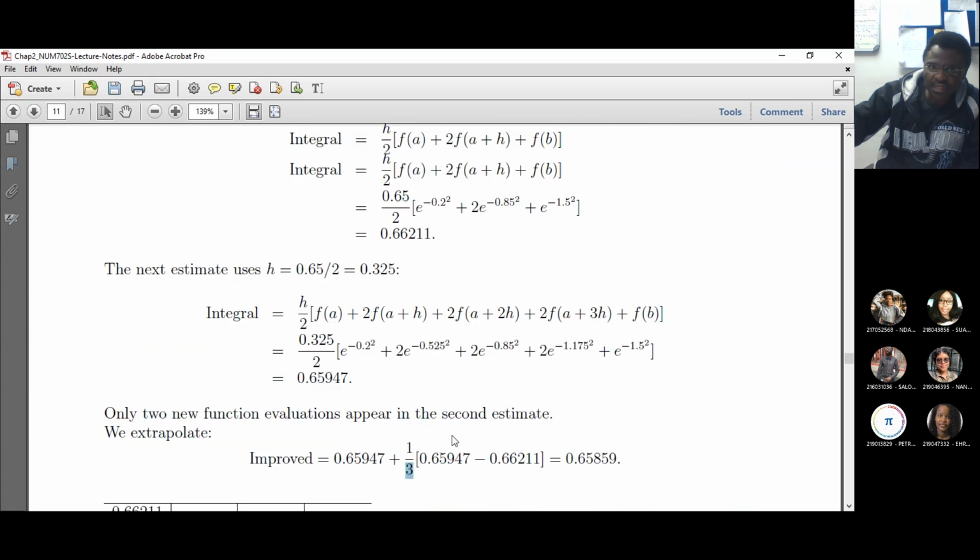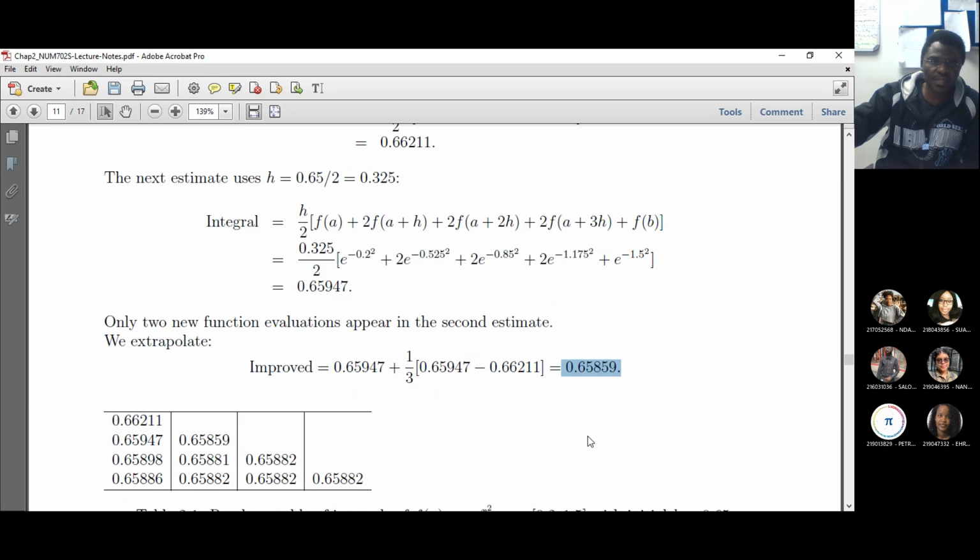Right. Now, this is more accurate, which is the second one, this one with the smaller h, plus more accurate minus less accurate. So you can see that the more accurate value is the one that we repeat here, right? Minus less accurate, which is the first estimation, this one, 0.66211. Now, if you perform the computation, this is what we get, right, from the Romberg method.